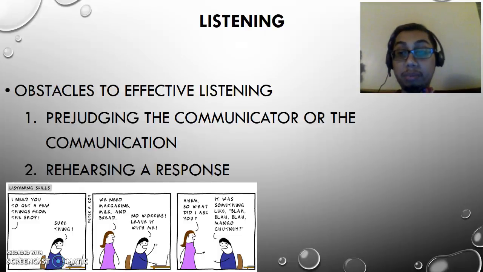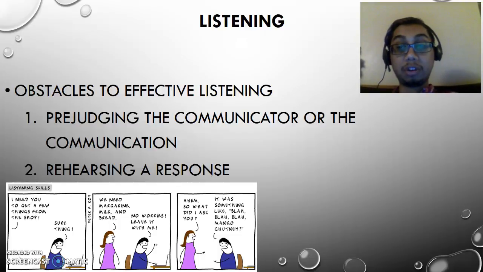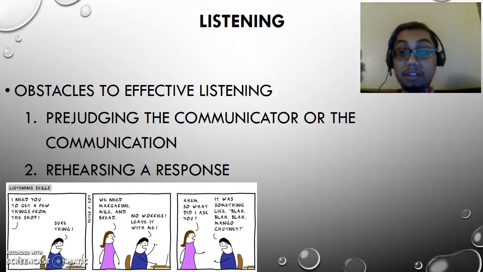Now, we don't want to prejudge others on the basis of culture, ethnicity, or race, and we definitely don't want to rehearse a response. It's the tendency that people have to rehearse in their minds what they will say when the other person stops speaking. The thought-speech differential is better used to attend fully to what the speaker is saying and not saying.